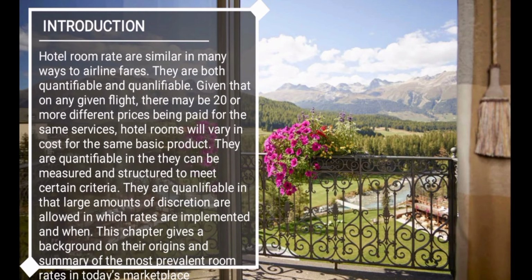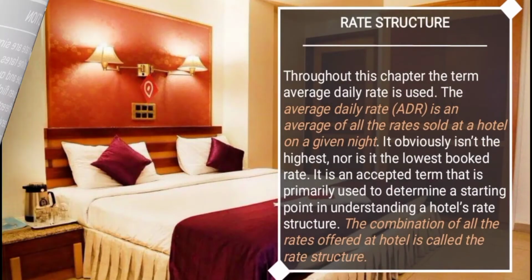So room rate structures are both quantifiable and qualifiable. Hotel rooms will vary in cost for the same basic products. They are quantifiable in that they can be measured and structured to meet certain criteria. They are also qualifiable in that large amounts of discretion determine which rates are implemented and when. So this chapter gives a background on their origins and a summary of the most prevalent room rates in today's marketplace.